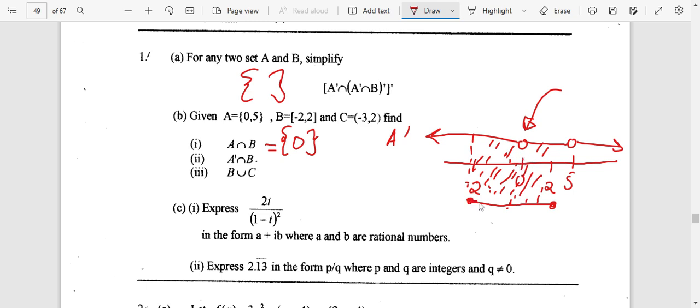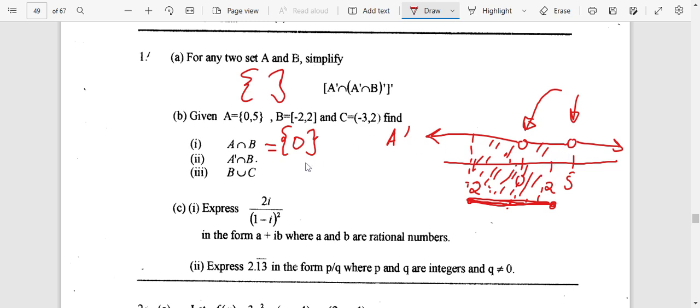If it was union, we would have taken this set. Remember, when you're talking about union, you always get the bigger set. So we would have taken all the elements from negative infinity up to 5, then from 5 up to infinity. That would have been the union.